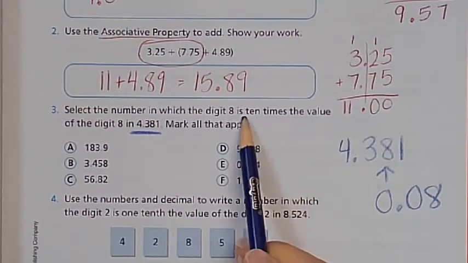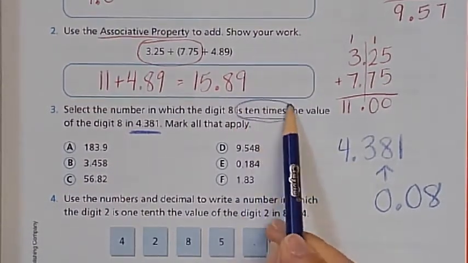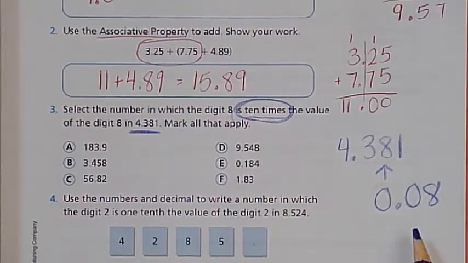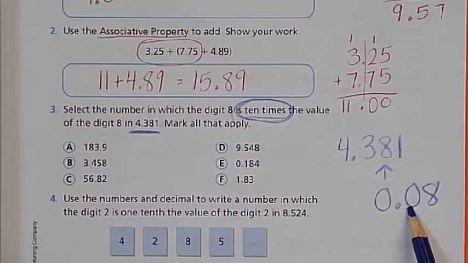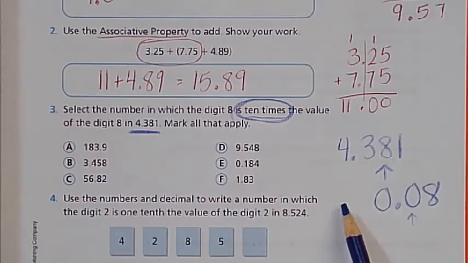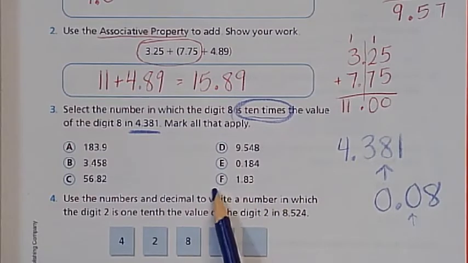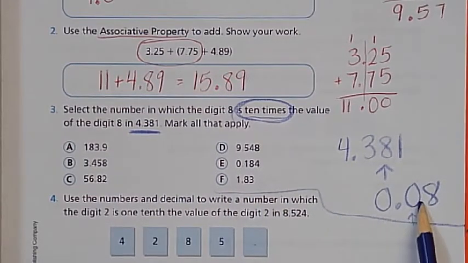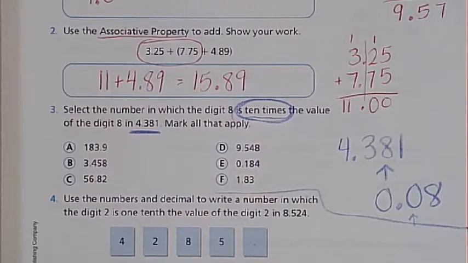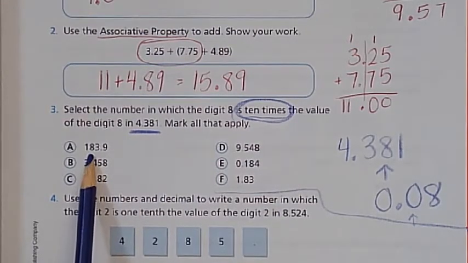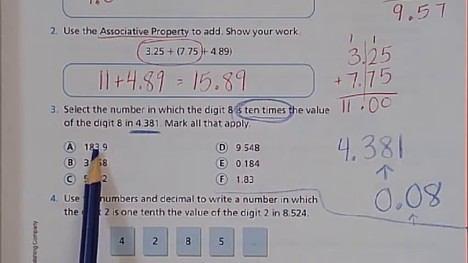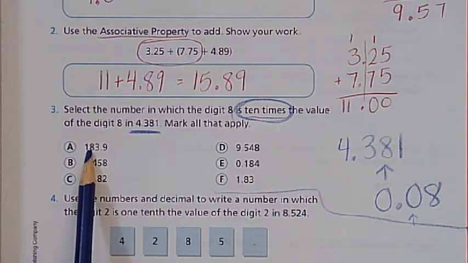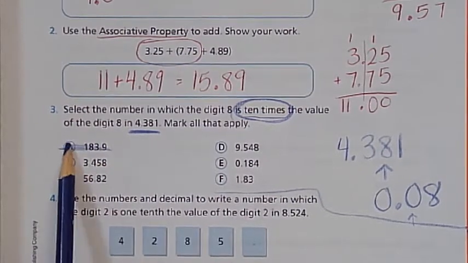If I want something 10 times bigger, that means I'm looking for something in the 10th place. Because I know when I move to the left, my digits or the value is getting bigger. So what I need to find is an 8 in the 10th place. That would show me that it's bigger. Well, this 8 is definitely bigger, but it's 10, 100, 1,000 times bigger. So that's not going to work.